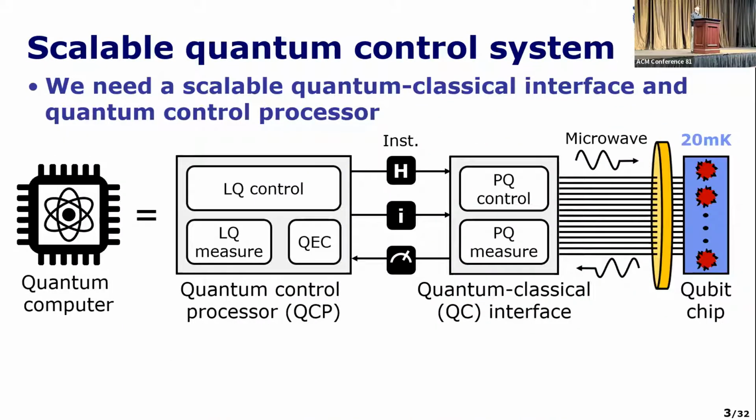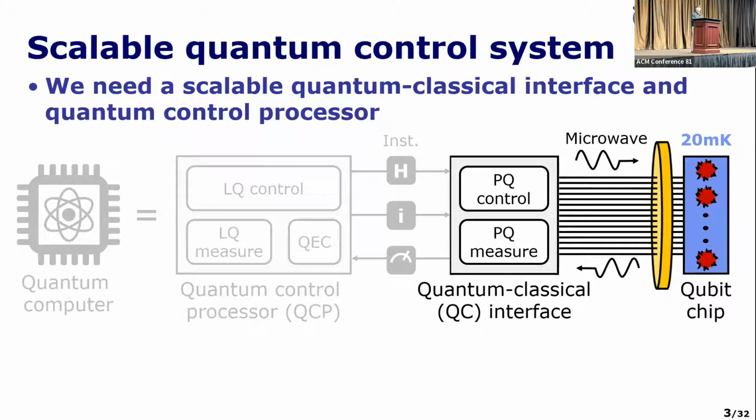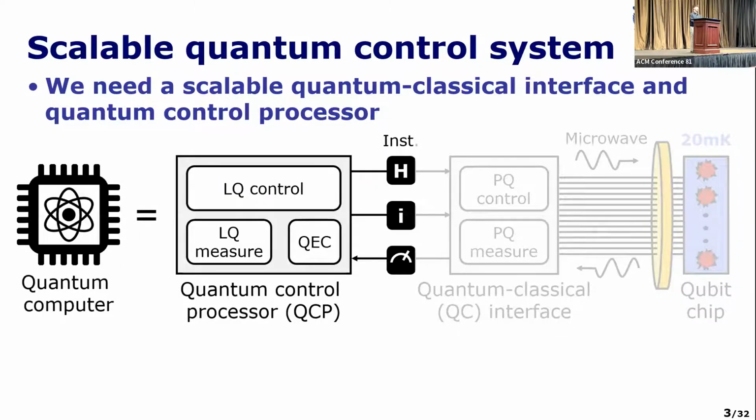To build a large-scale quantum computer, we need a scalable QC interface and quantum control processor. In the superconducting quantum computer, the QC interface controls and measures qubits by applying microwaves through analog cables. On the other hand, the quantum control processor performs all the essential operations related to fault-tolerant quantum computing.